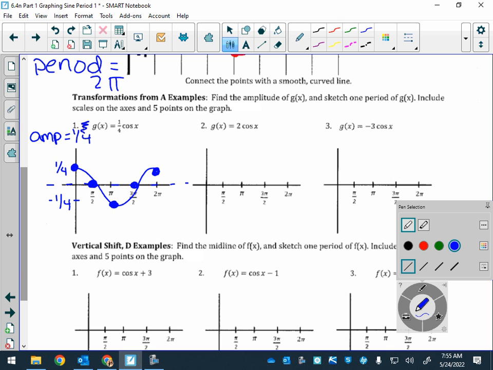Now for number 2, what is our amplitude? 2. So our midline is still the same. Our amplitude is 2. Where are we starting? 2. Then pi over 2, where are we? 0. Pi, where are we? 3 pi over 2. And 2 pi. Good.